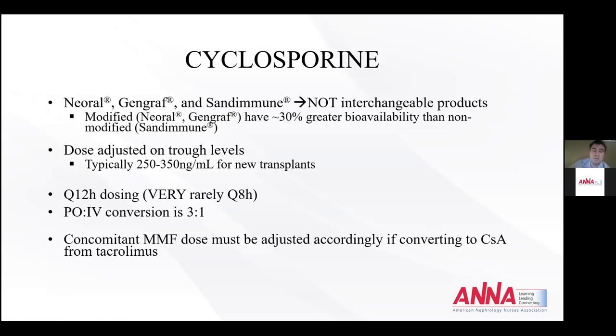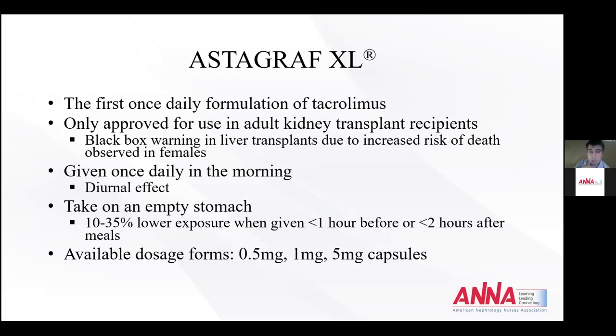And concomitant, I can never say that word, but if you're using it together, the MF dose must be adjusted accordingly if you're going from cyclosporin to tacrolimus. Why do I say that? Tacrolimus has more potency, so you may have to modify your CellCept dose. If you're going from TAC to cyclosporin, you may need to give them more CellCept, because cyclosporin is not as potent.